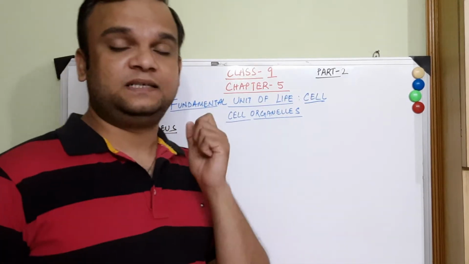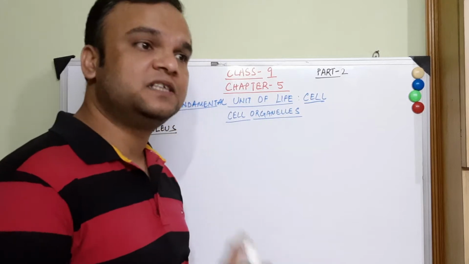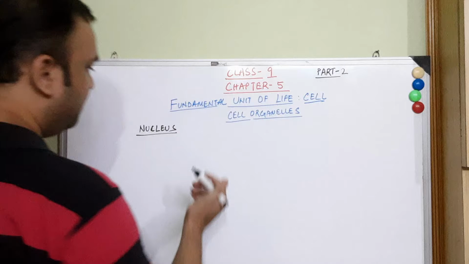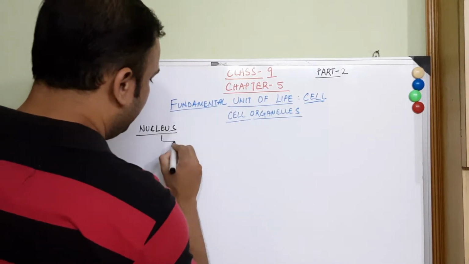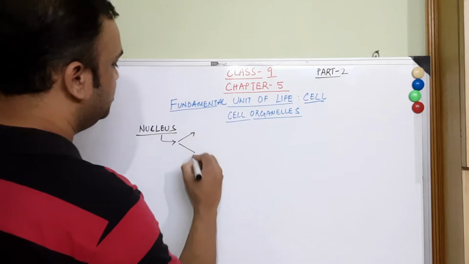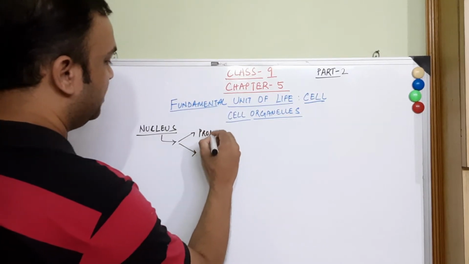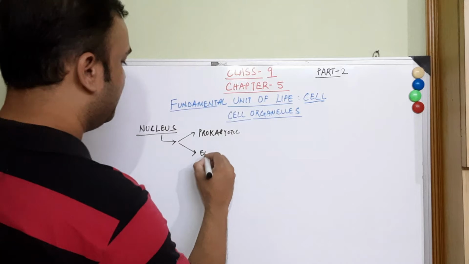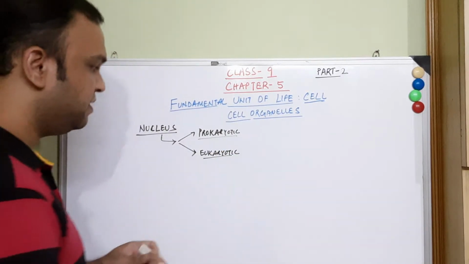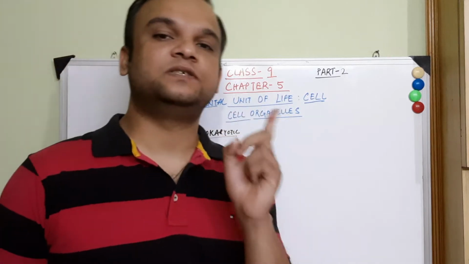It's a very important topic of the chapter and it is mostly asked in the exams. So please understand that on the basis of the presence of the nucleus only, the cells are classified into two types: prokaryotic cells and eukaryotic cells. Okay, so prokaryotic and eukaryotic, just because of the presence and the absence of the nucleus.